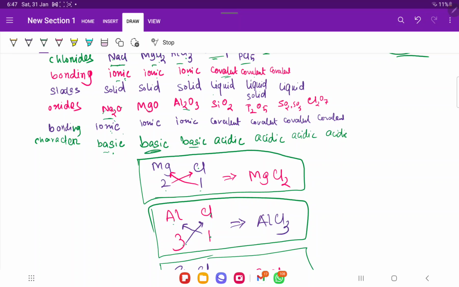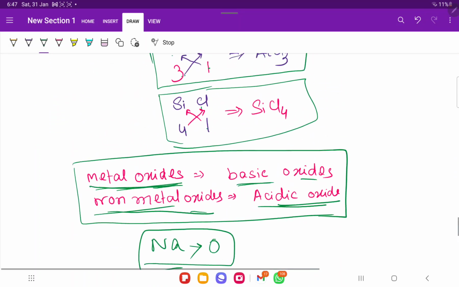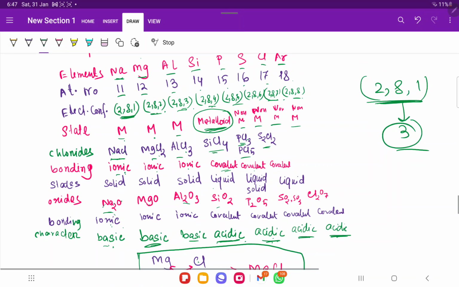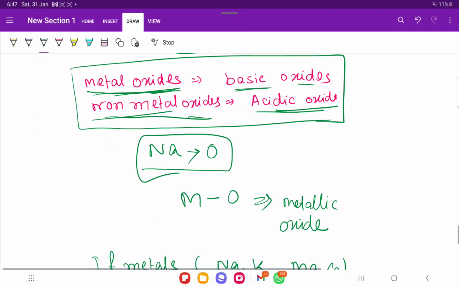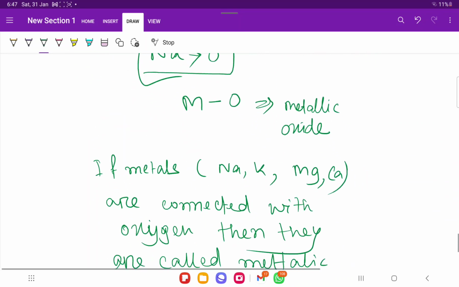Aluminium oxide, basic oxide. Okay, silicon dioxide is basically a non-metallic oxide, and we know non-metallic oxides are acidic, right? P2O5, as it is non-metallic, is acidic. SO2, SO3 are basically acidic oxides. Okay, Cl2O7 is a highly acidic oxide. So this is basically part 1 of the periodic table from class 10. The next part will be uploaded. Okay, and you remember these things.